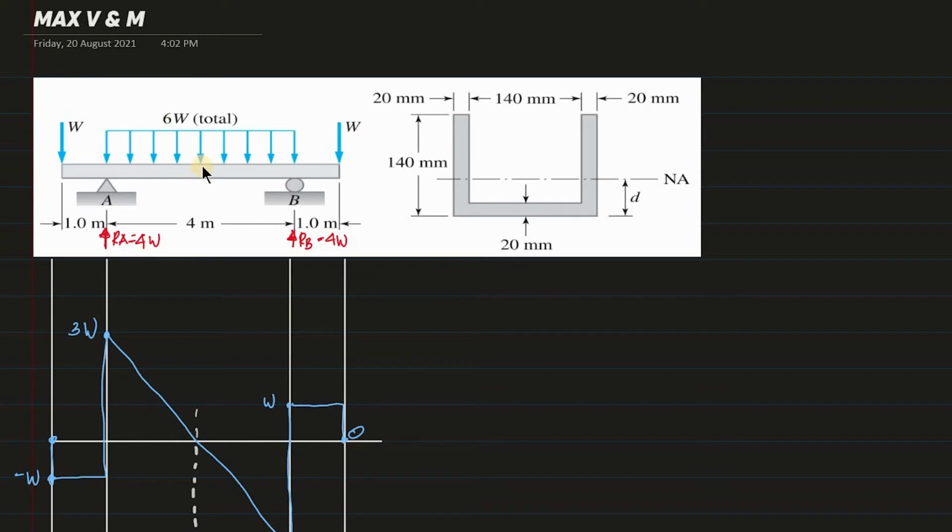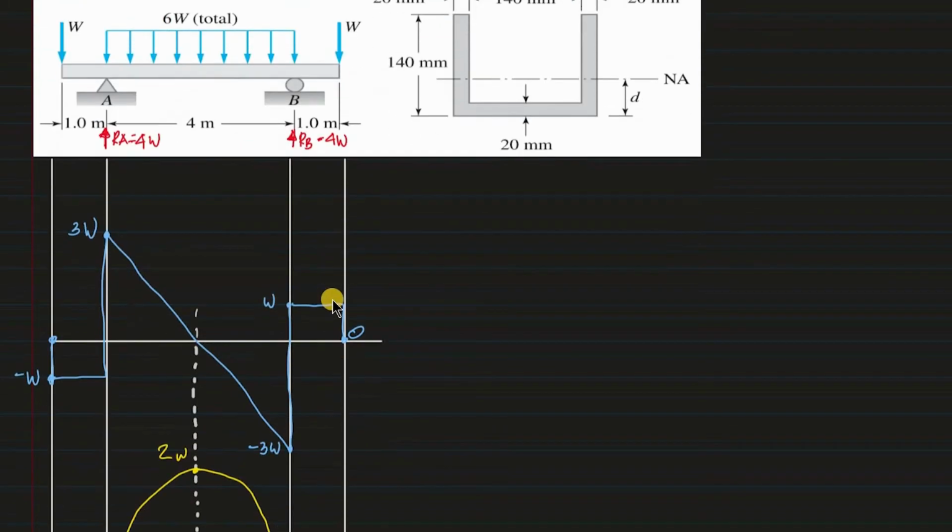Pero kasi, nakita ko na parang symmetrical talaga yung positioning ng mga loads. So, nahati sila equally into 2. So, this RA and RB is the same as 4W. Okay, so sunod na tayo.